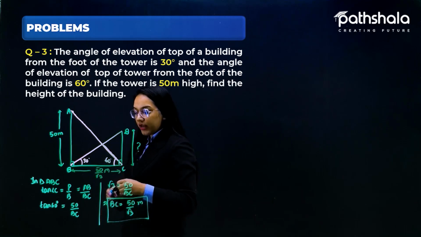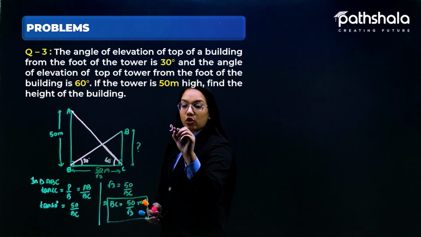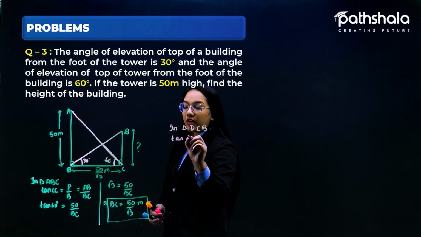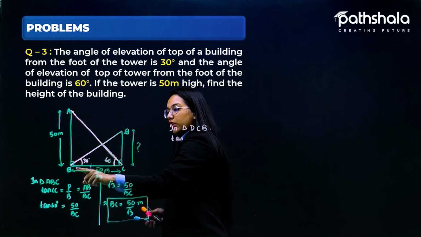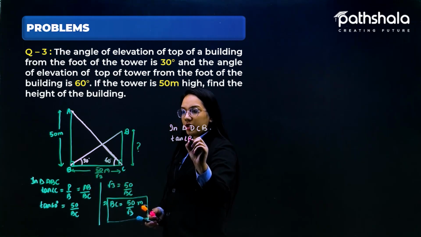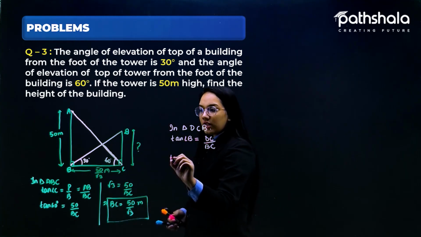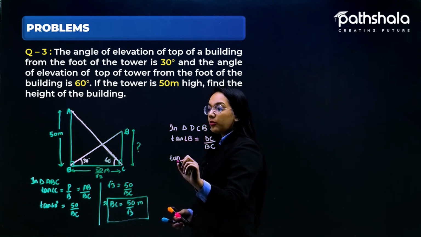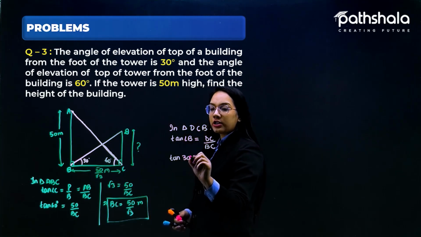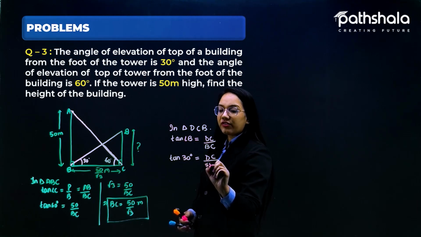Now further, let us take the second triangle, that is DCB. In triangle DCB, again we know that tangent of angle B, for this particular angle, is equal to DC by BC. We know that angle B is 30 degrees. As you can see over here, for this particular triangle we have the angle as 30 degrees. So tangent 30 is equal to DC by BC. We know the value of BC is 50 by root 3.